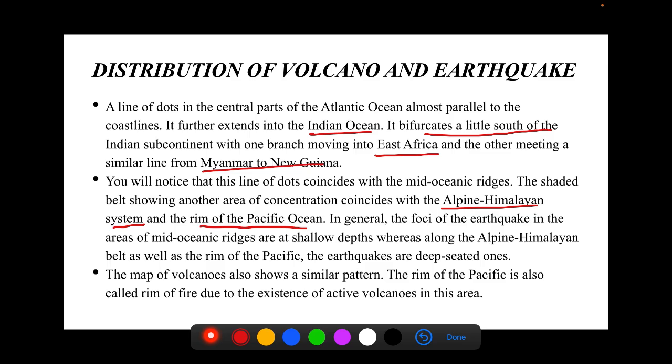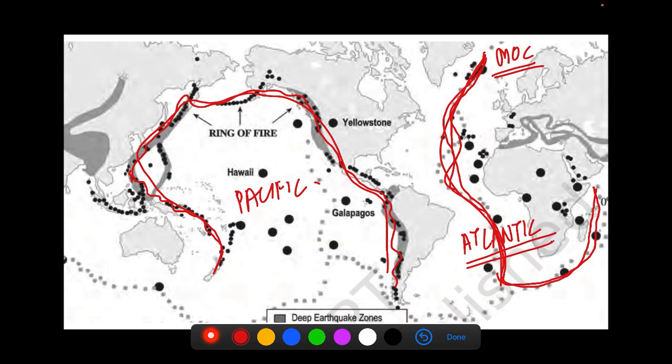The shaded belt showing another area of concentration coincides with the Alpine-Himalayan system and the rim of the Pacific Ocean. So another area that we can see is this area. This is the Pacific Ring, and it is called the Ring of Fire because there is a high number of ocean volcanoes and earthquakes present, as you can see. Another area that you can see is this area. You can just connect this line; that is the Himalayan area.